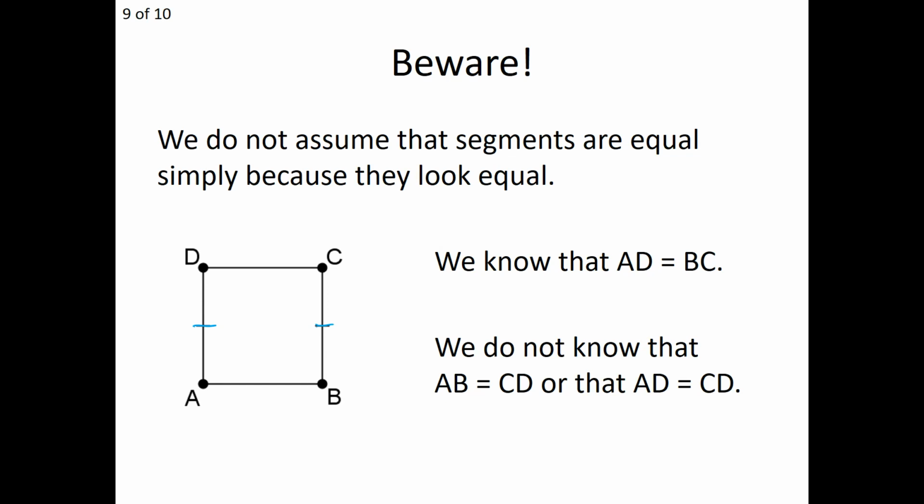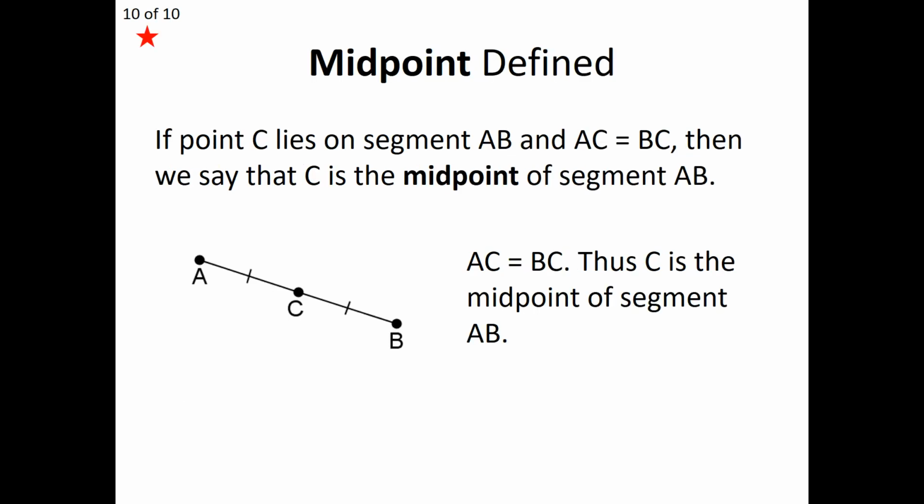All right, we'll talk more about jumping to conclusions or making the wrong assumptions in many different lessons. To finish off today's lesson, we're going to look at one last definition called midpoint. So let's say we're given a segment. If we have a point on that segment such that it cuts the segment into two equal subsegments, then we can call that point the midpoint. Here's an example: if point C lies on segment AB and AC is equal to BC, then we can say that C is the midpoint of that segment.